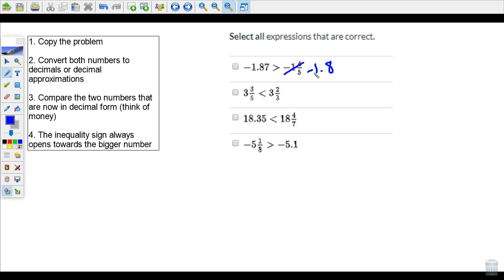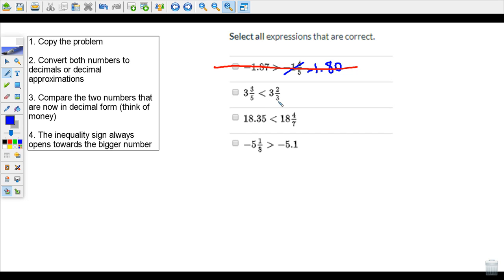So same whole number, tenths column is the same, so we need to look at the hundredths, which means we need to add a 0 to this one. 7 is bigger than 0, but notice they are negative. So because they're negative, that means the bigger number that we see without the negative is actually smaller. So this is actually the smaller number. This inequality is saying that it's the biggest. So this is not correct. We'll cross this one off completely. Not correct.